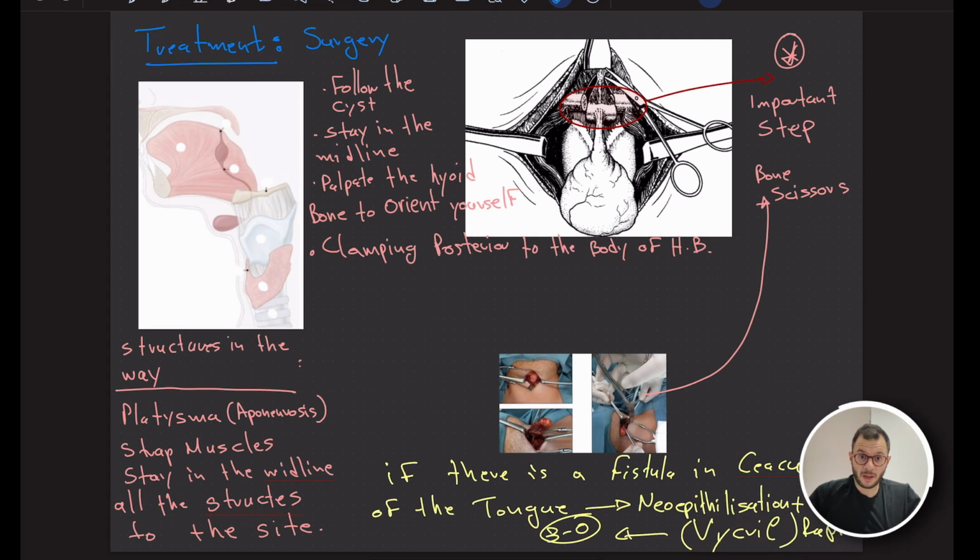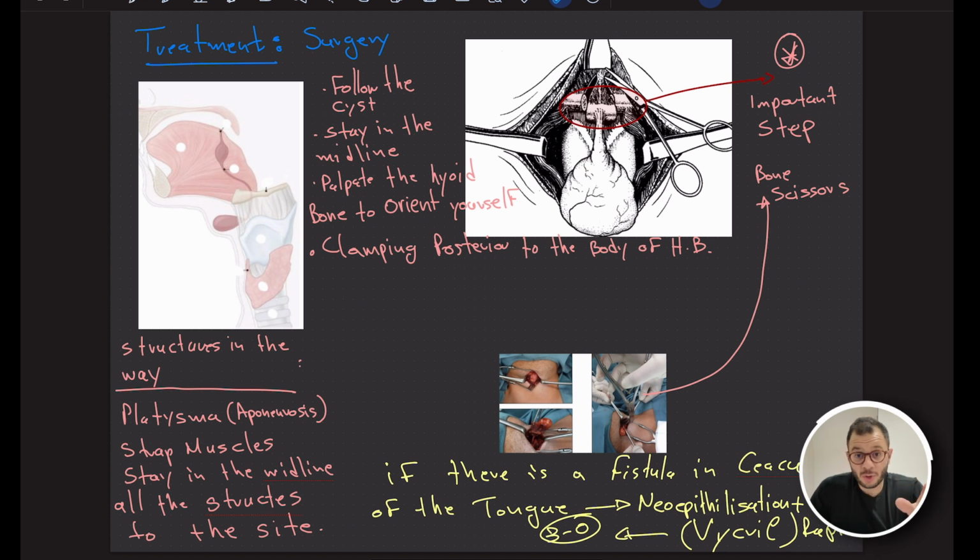Now, for the operation, you will need to make a midline incision on level 6 of the neck. Usually we do the incision just above the thyroglossal duct cyst, and then we prepare the cyst on both sides. We follow the cyst and we follow the fistula of the cyst until the hyoid bone.